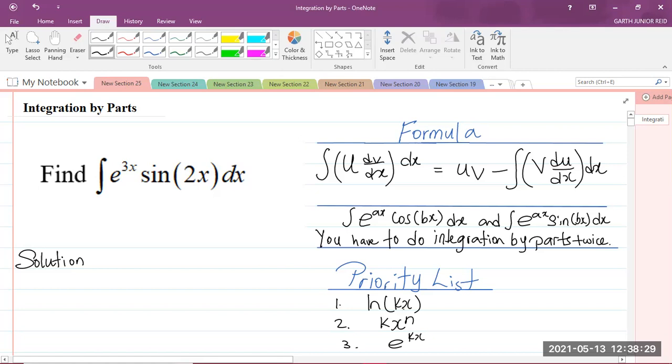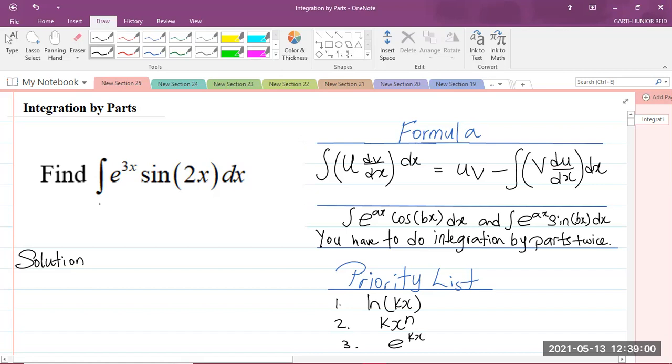What this simply means is that the ln of kx has a higher priority than the exponential function and also the polynomial. And the polynomial has a higher priority than the exponential. So this is my general choice guide for the u term.